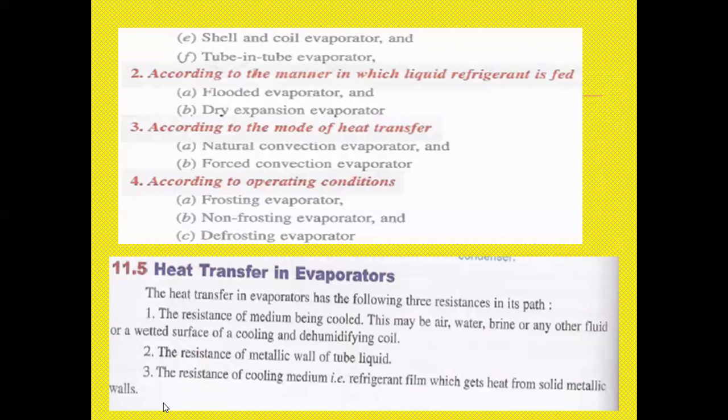Second is the resistance of the metallic wall of the tube or liquid. Third is the resistance of the cooling medium, that is the refrigerant film, which gets heat from the solid metallic walls. That is the third type of resistance in heat transfer. Next.